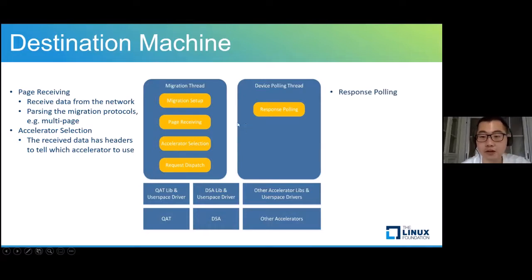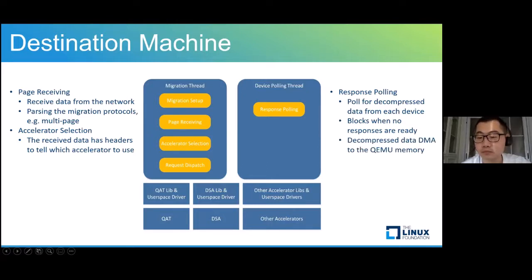So for the device polling thread on the destination side, its job is simple. It just polls for responses. Once a response is obtained, it will release the request data structure. It also blocks when there is no response ready. And for the device, the decompressed data are DMA'd to the guest memory directly.